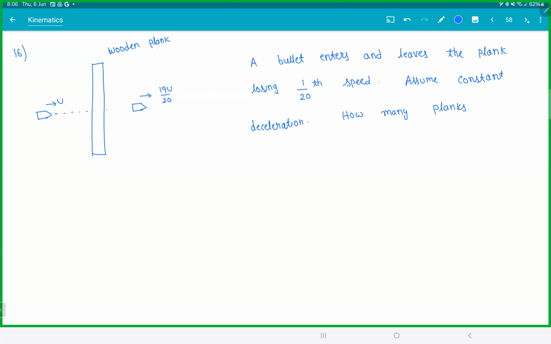Because if you don't know how to solve, then second time I will say it is 17u by 20 and then you will get trapped. So solve. These are not boards, right? In boards, things repeat. How many planks are needed to stop the bullet?